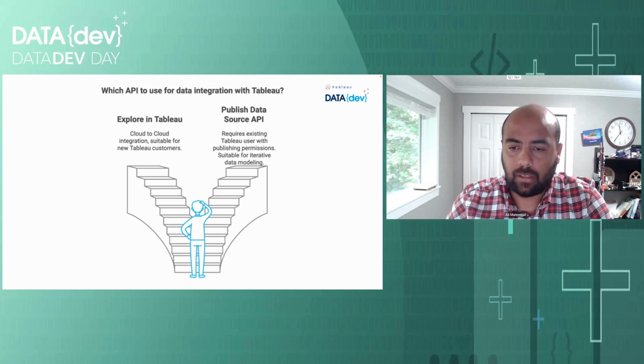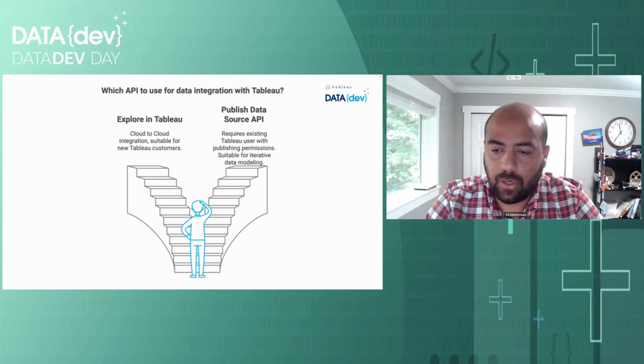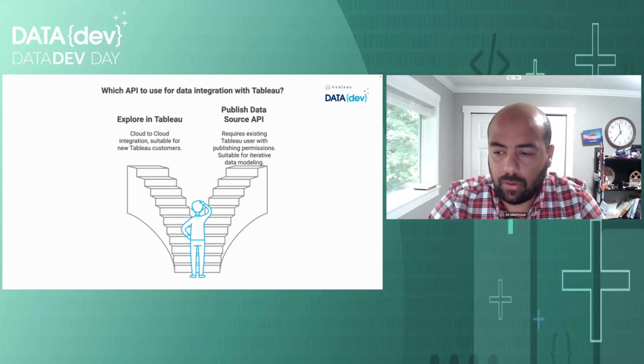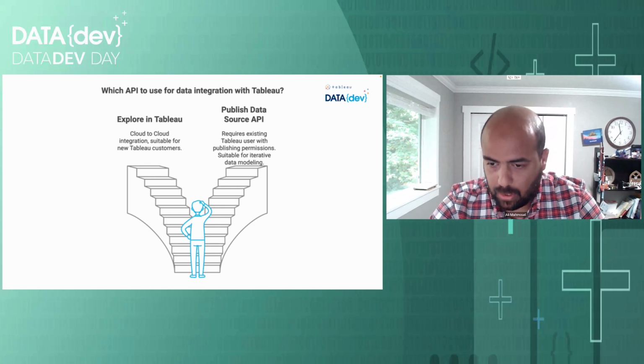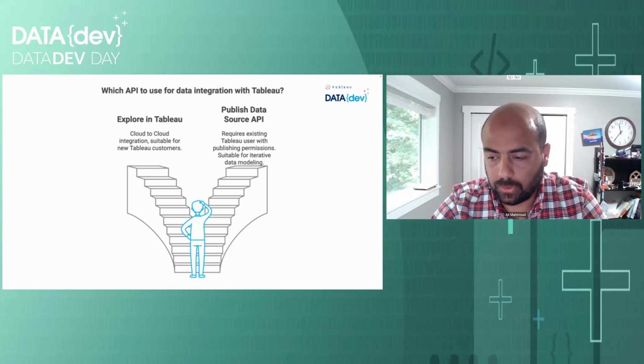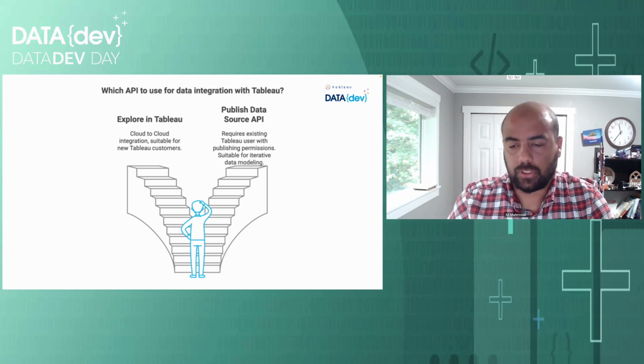So on the other hand, publish data source API. The API requires either personal access token or session token to authenticate. It also depends on having an existing Tableau user with correct permissions to publish data source in the target project. It's best suited for established users or organizations with defined Tableau environments where data sources need to be published directly to the project for production use.